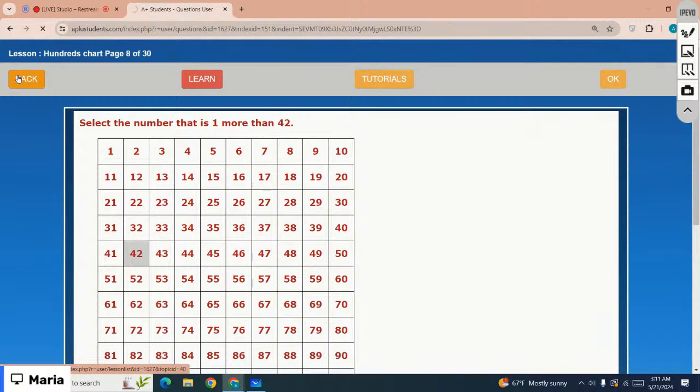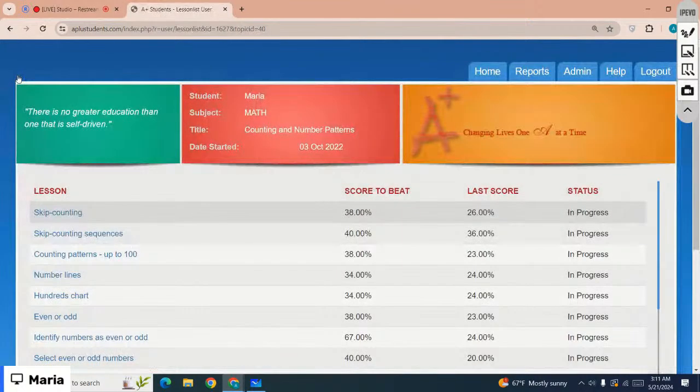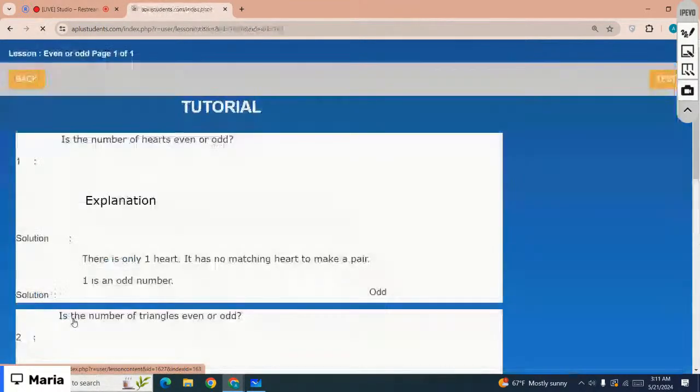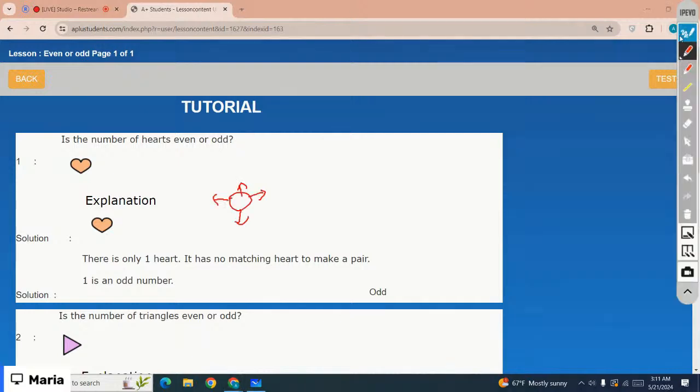And the next lesson is about whether a number is even or odd. Is the number of hearts even or odd? So let's understand what the even numbers and the odd numbers are. Even numbers are the ones that can be easily divided by 2, right? They are 0, 2, 4, 6 and 8. Or simply you can say these are the numbers you can count in the table of 2.